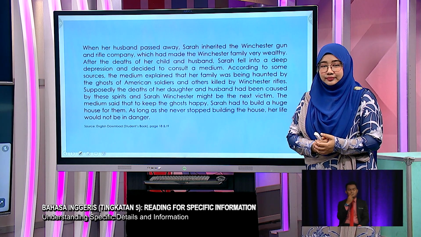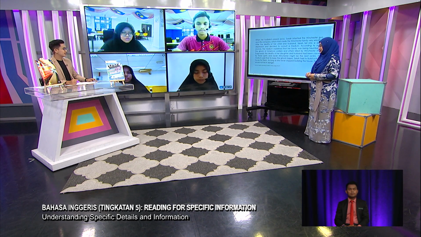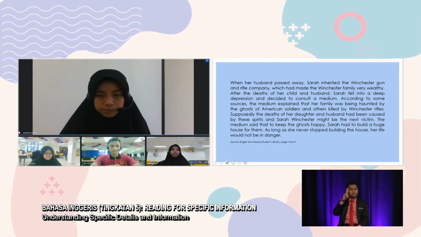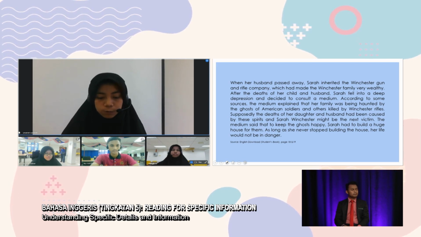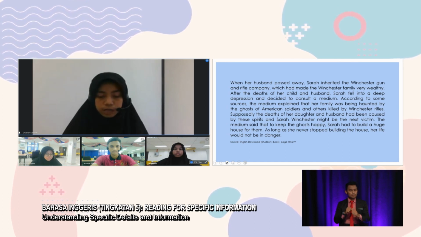Anyone? Umaira. When her husband passed away, Sarah inherited the Winchester Gun and Rifle Company, which had made the Winchester family very wealthy. After the deaths of her child and husband, Sarah fell into a deep depression and decided to consult a medium. According to some sources, the medium explained that her family was being hunted by the ghosts of American soldiers and others killed by Winchester rifles.